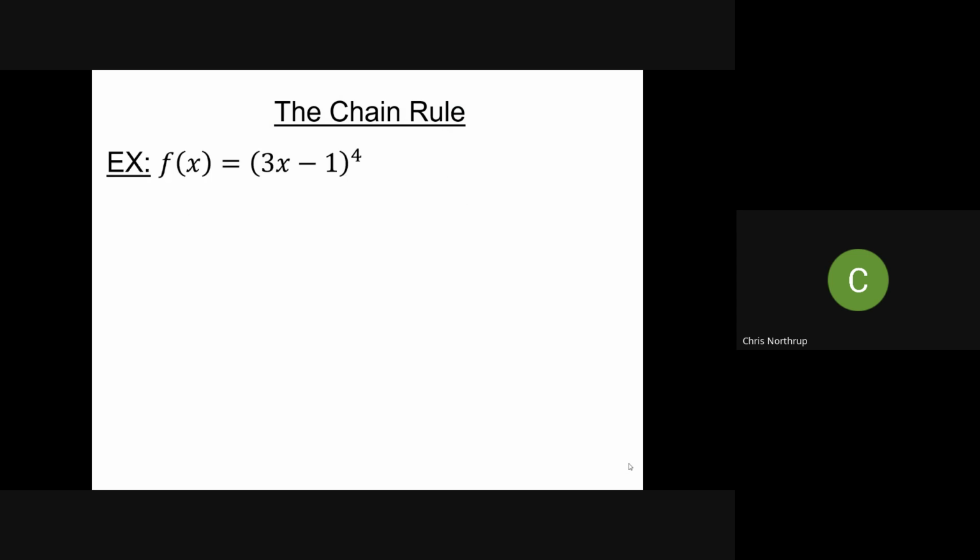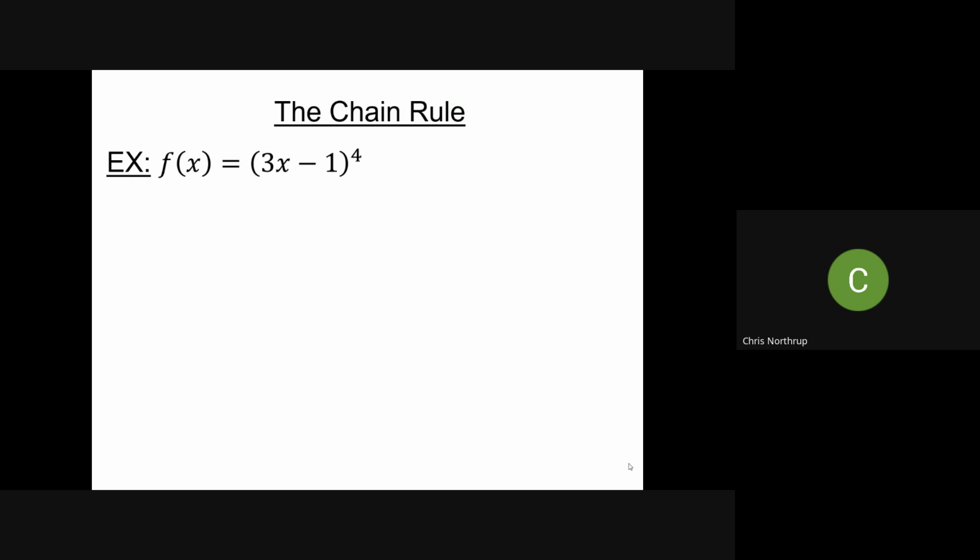So let's take a look at this function here, (3x minus 1) to the 4. As it stands, we have two options. We could expand that binomial, so multiply 3x minus 1 times itself 4 times. Yikes. And then get a huge polynomial and then do the power rule. That's one option. Another option, we could do the product rule, 3x minus 1 times 3x minus 1 times et cetera, et cetera. And we all want to avoid that if we can. So the chain rule actually is going to streamline that whole process. It'll do this a whole lot quicker.